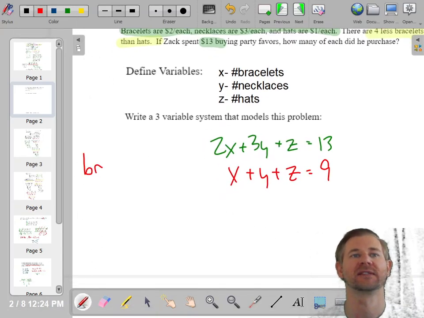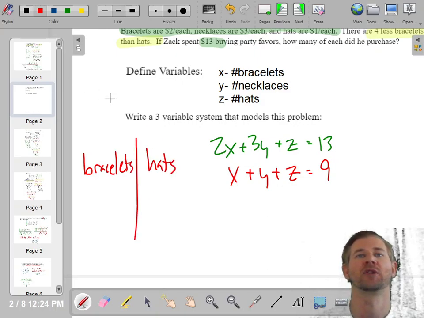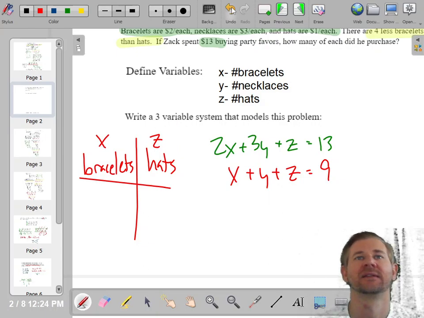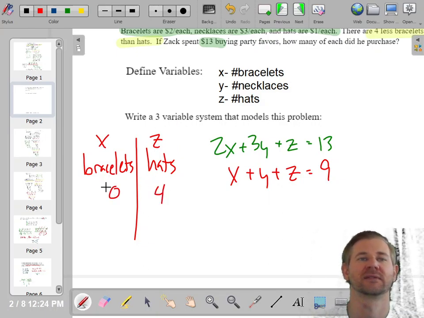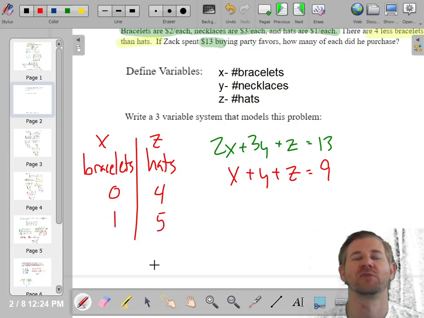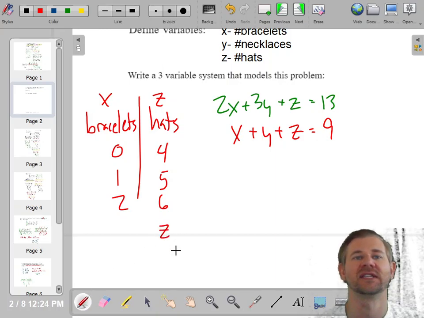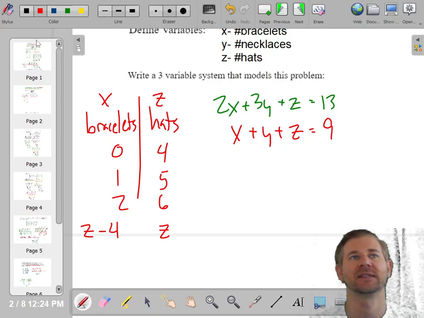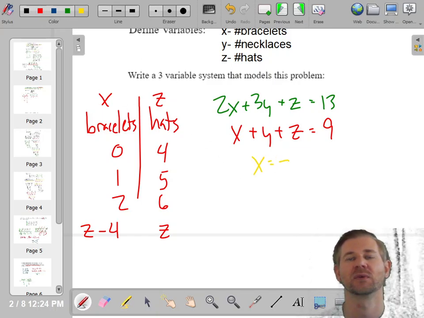Bracelets and hats. I'm going to remind myself that bracelets is x and hats is z. So there are 4 less bracelets than hats. So if there's 4 hats, there's no bracelets. If there's 5 hats, there's 1 bracelet. If there's 6 hats, there's 2 bracelets. What if there's z hats? What do we need to do here? We need to take z and subtract 4. However many hats there are, subtract 4, and that gets you bracelets. So x equals z minus 4.